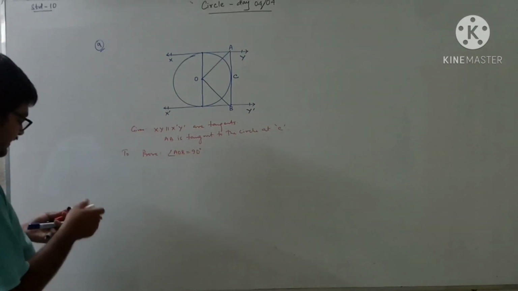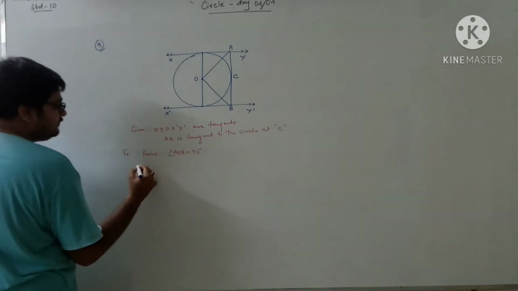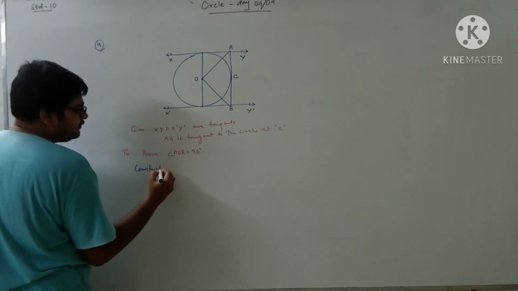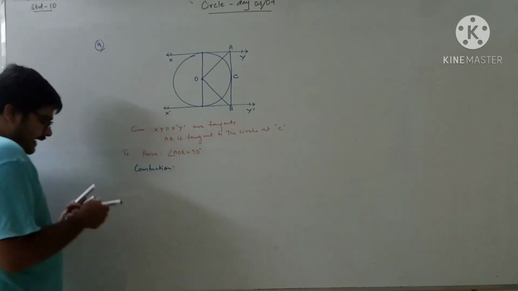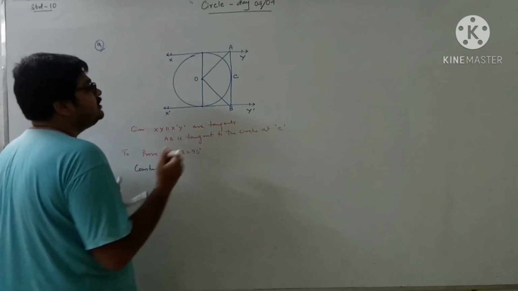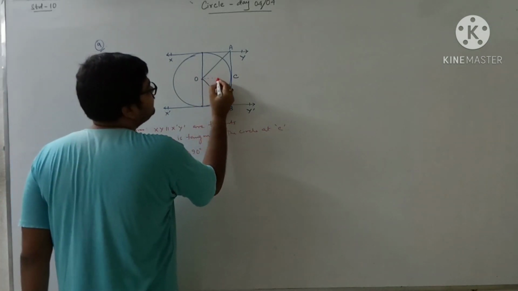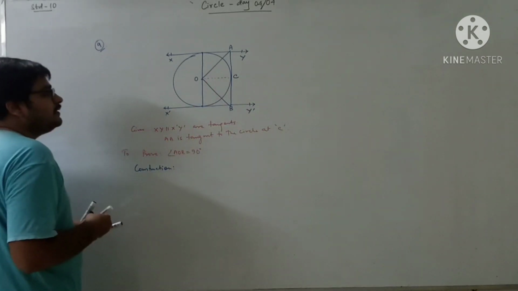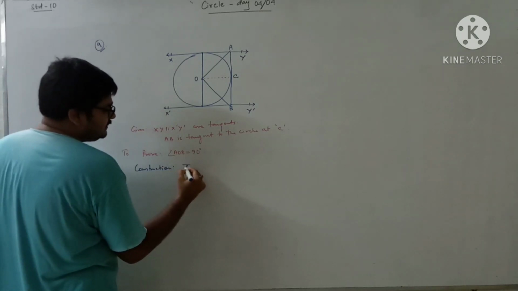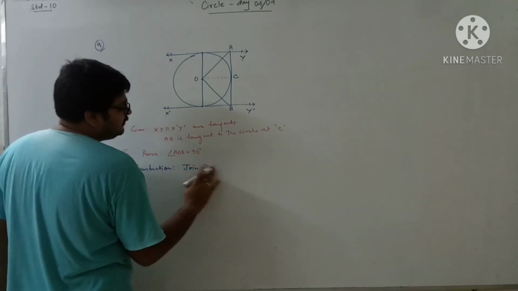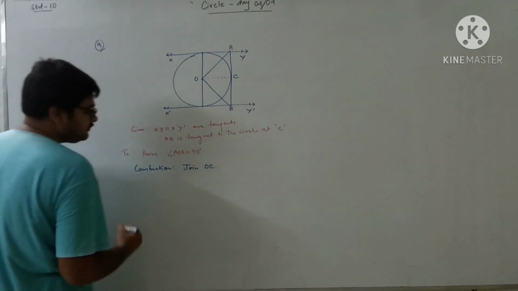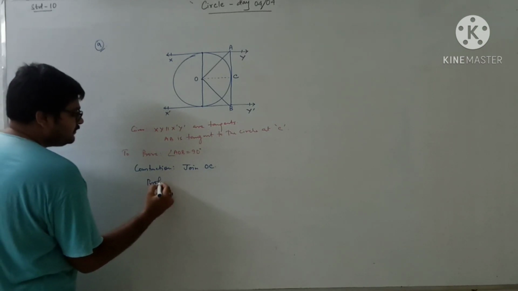Before we start the proof, we have to do one construction, and the construction is we are joining OC. So our construction is join OC. So let's start the proof.